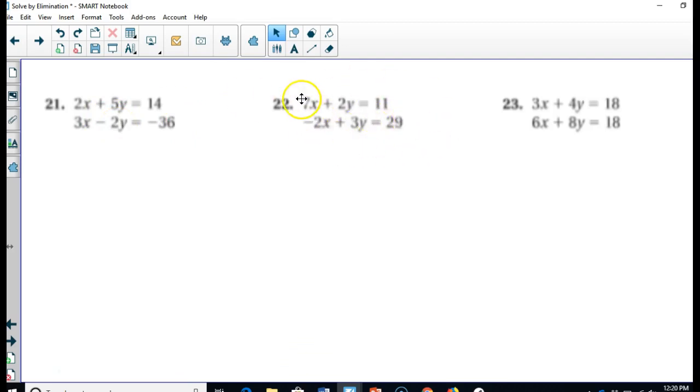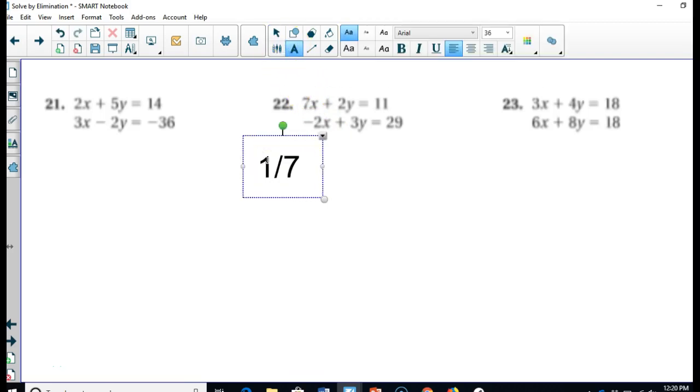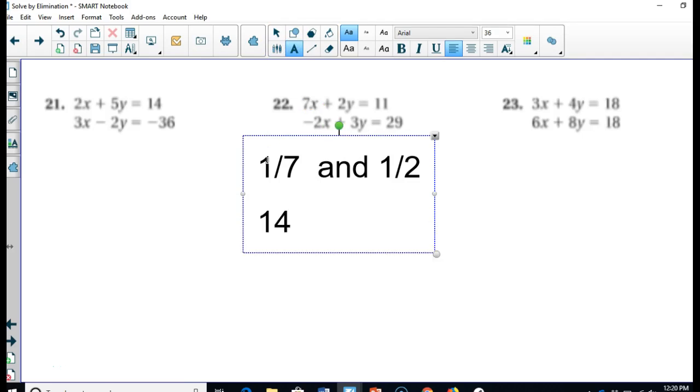Over here, 7 and negative 2 are already positive and negative. I personally would then find a common denominator between 1/7. I can write it out for you if you want. 1/7 and 1/2. A common denominator would be 14. So we want to change this to a 14 and this to a 14.